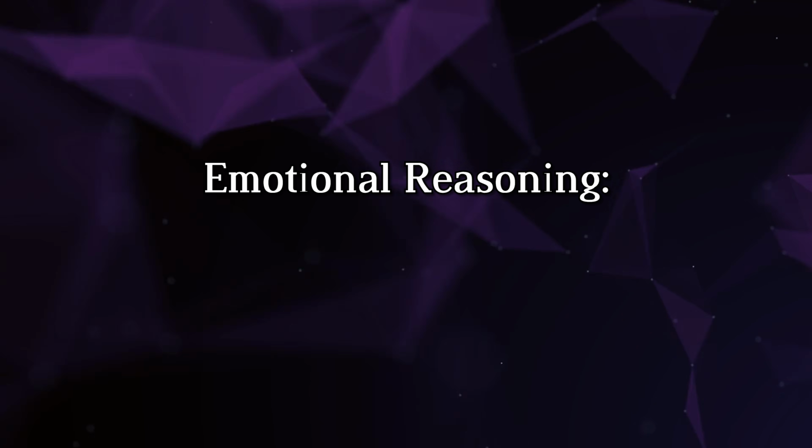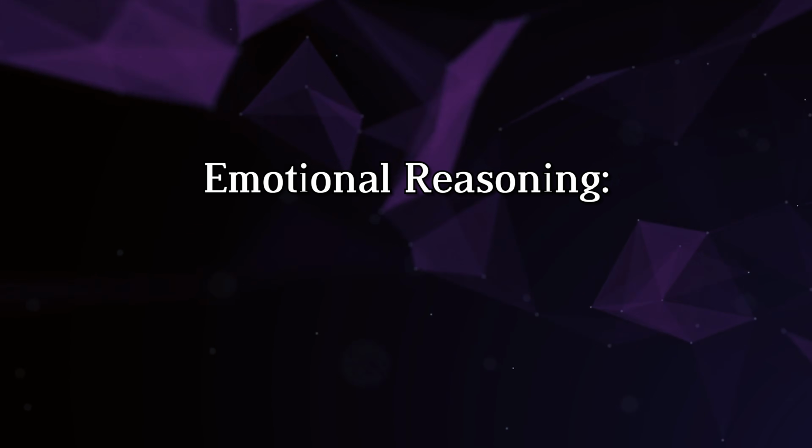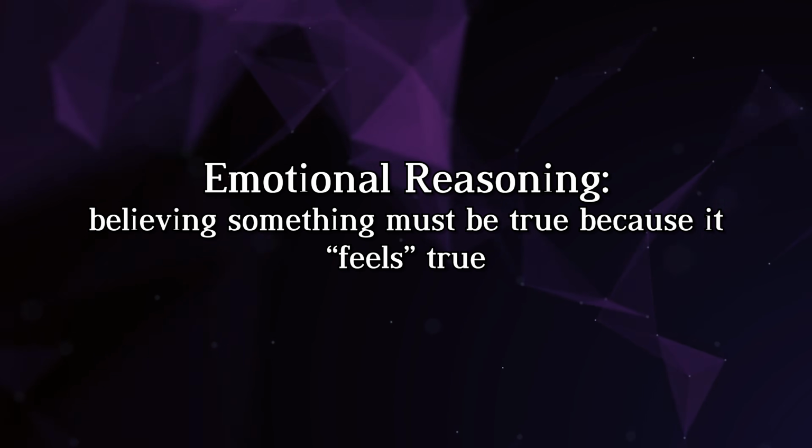The key question to ask yourself anytime you're trying to predict something but you don't want to jump to conclusions is, what is the quality of the evidence for my belief? Then you have emotional reasoning, which is believing something must be true just because it feels true. For example, I feel anxious, therefore something bad must be about to happen. Or, I feel angry at you, therefore you did something to disrespect me.